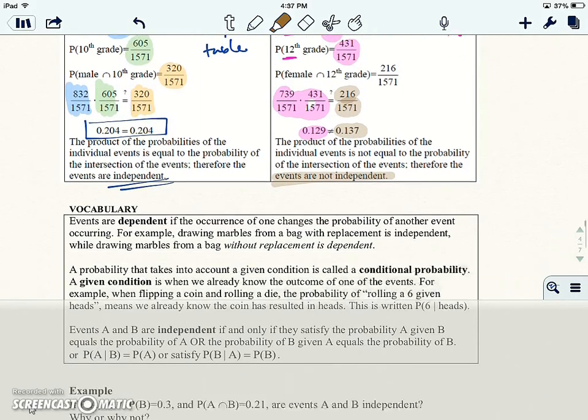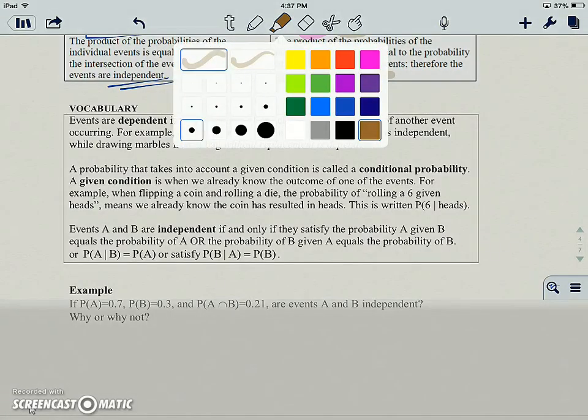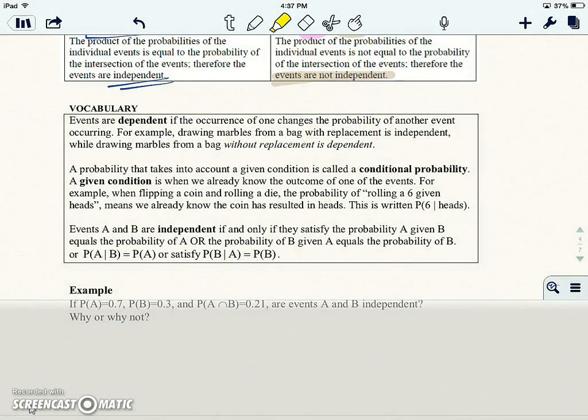All right, vocab again. Events are dependent if the occurrence of one changes the probability of another event occurring. For example, drawing marbles from a bag with replacement is independent, while drawing marbles from a bag without replacement is dependent. Notice I've now defined this like 5 times. It's because you have to know.